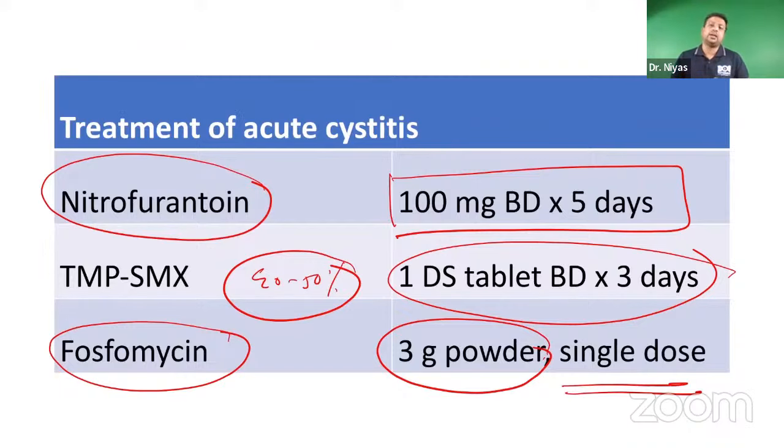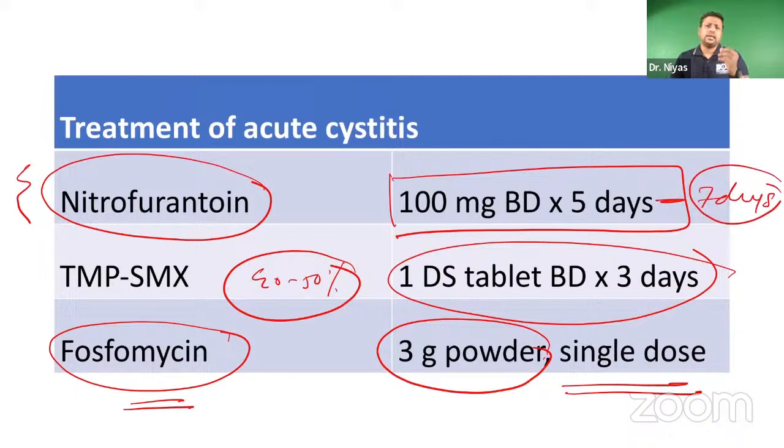But again, in the Indian setting, intravenous fosfomycin is used for the treatment of severe gram-negative infection. So I would like to reserve this particular drug and not have it very commonly used. So the drug of choice here will be nitrofurantoin. You can give 100 milligrams BD for 5 to 7 days.